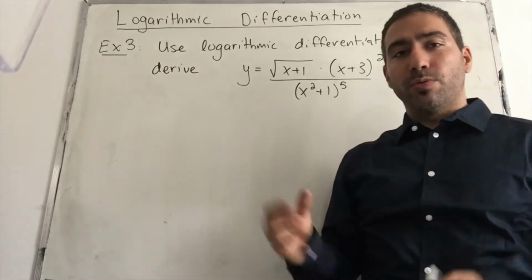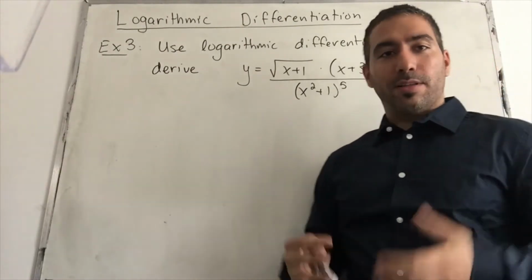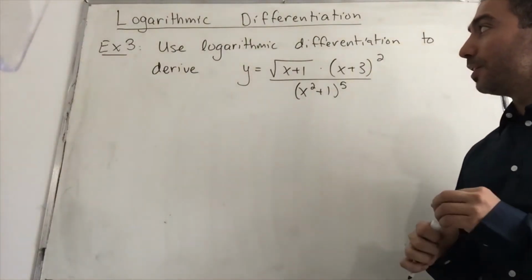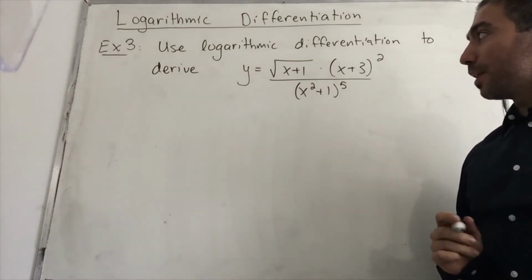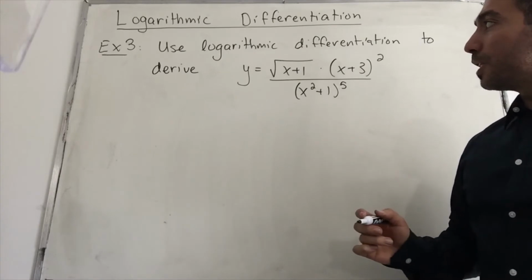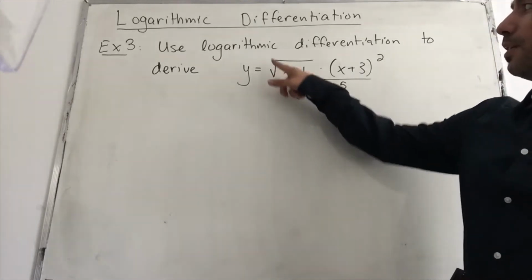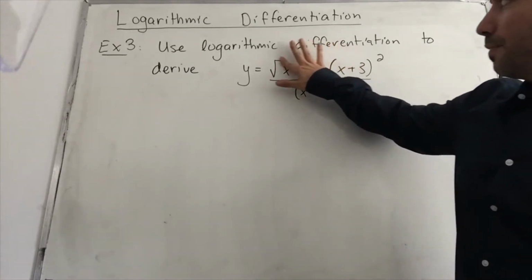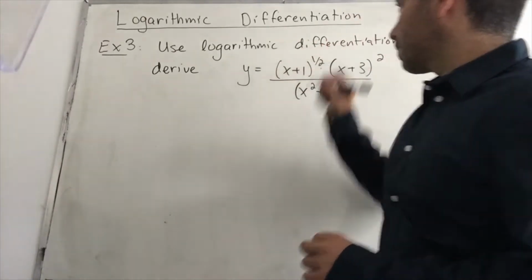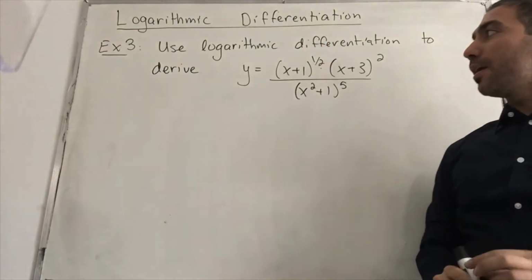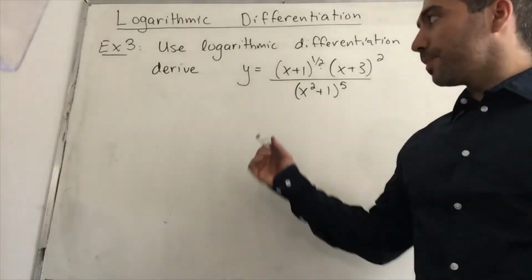If you want to use quotient rule, you'll get the same answer, that's fine. But here's an example where we could actually use log differentiation to solve this problem. So let's go ahead and do it. The first thing I'm going to do is rewrite the square root as exponent 1/2. And let's go through our procedure, the same steps.